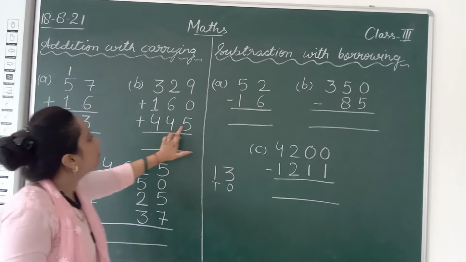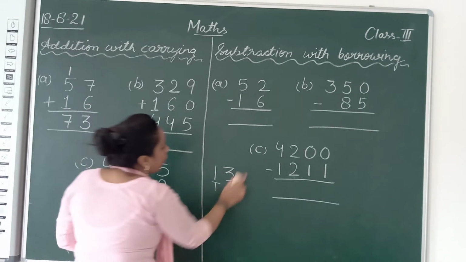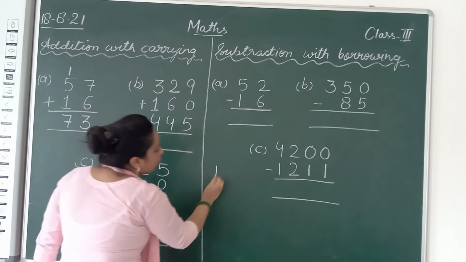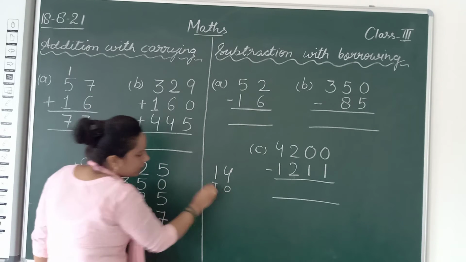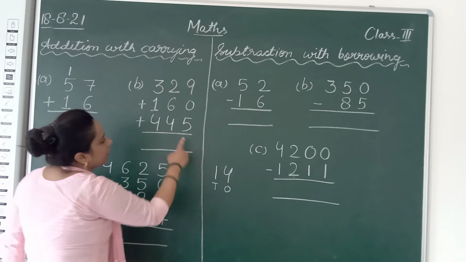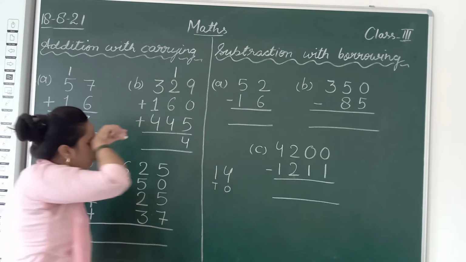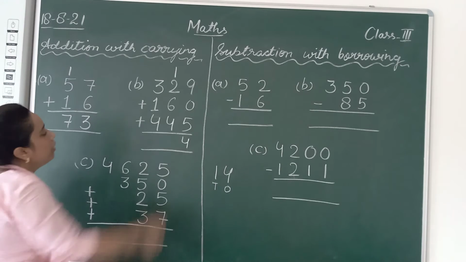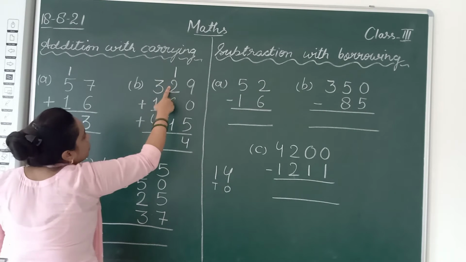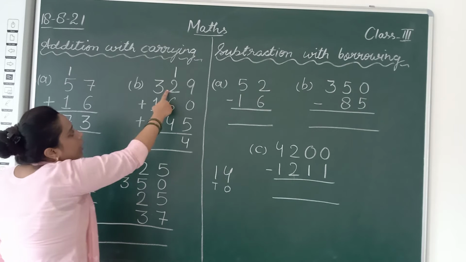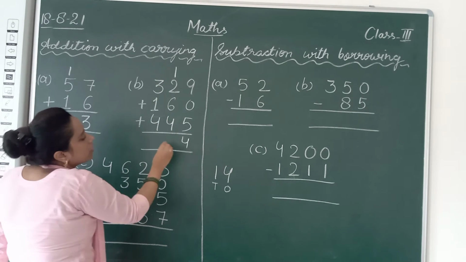Then 9 plus 5. 9 plus 5 is what? 14. Again, this 4 is at the ones place and this 1 is at the tens place. So 4 will be written here at the ones place, and this 1 will be moved to the tens place. Now let's add the tens place digits. Now 1 and 2, 1 and 2 is 3. 3 and 6 is 9. And 9 plus 4 is 13.